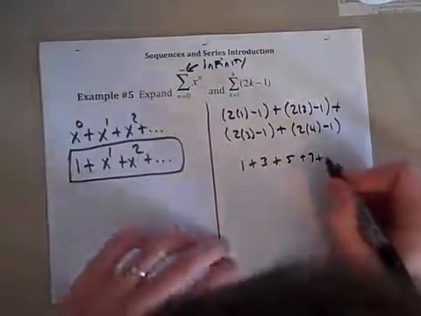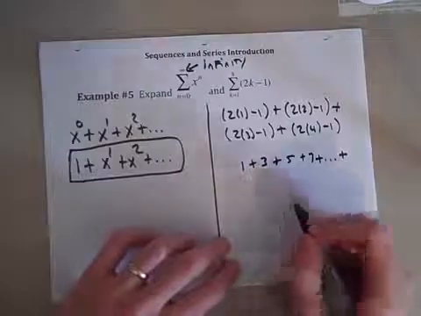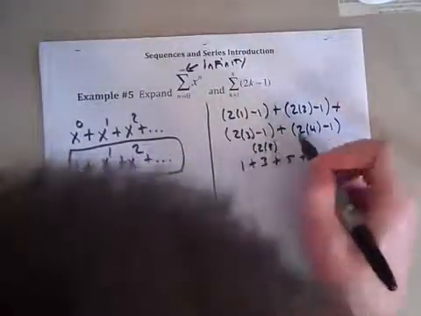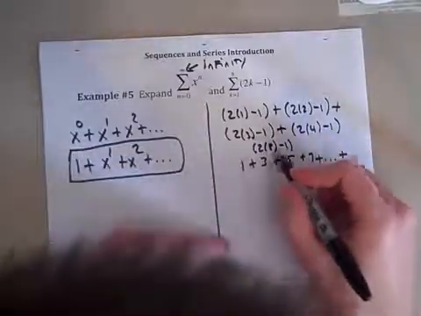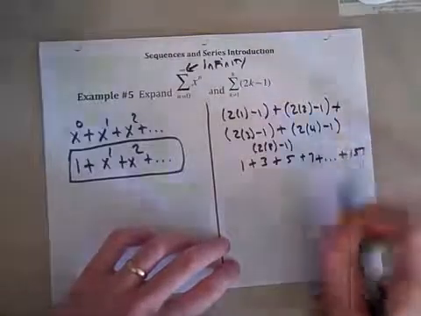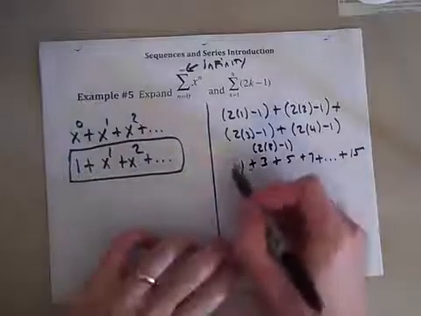Let's find the last term. So plus ... plus, plug in 8. So let's plug in 8 up here, guys. So 2 times 8 minus 1. So that's 15. So this is our answer.